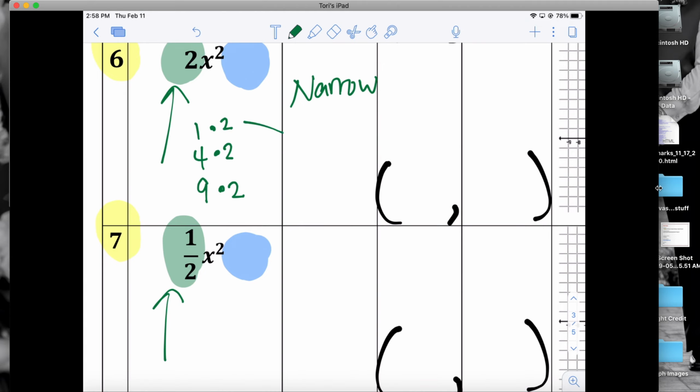1 times 2 is 2. 4 times 2 is 8. 9 times 2 is 18. Most of the time you will not use the 18 because it's too big to fit on the graph.